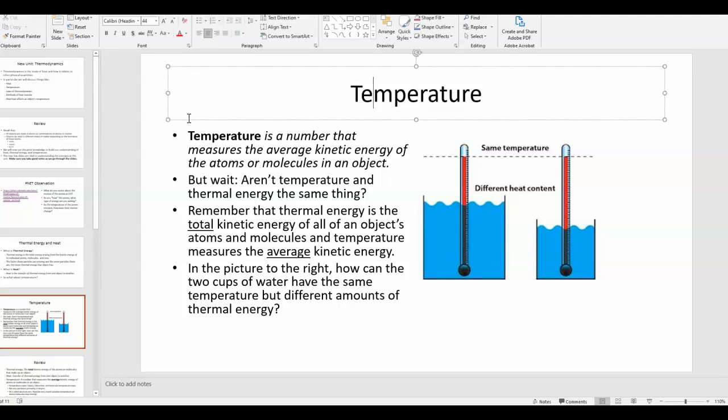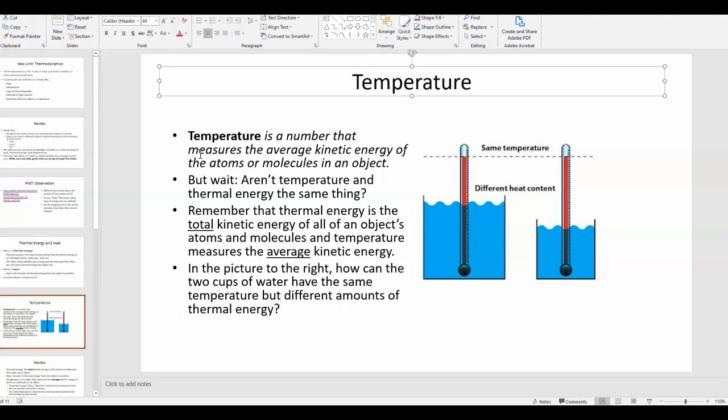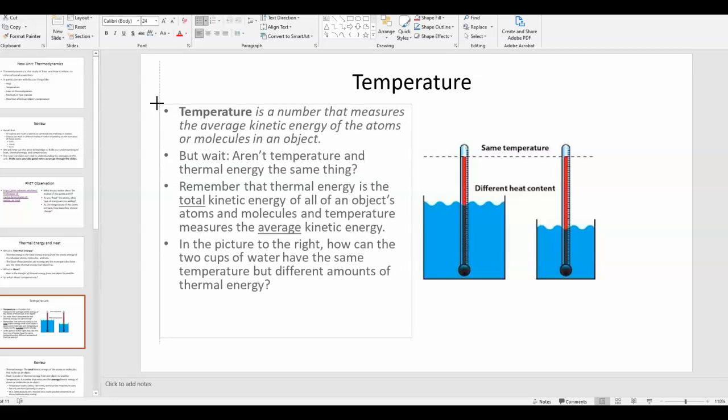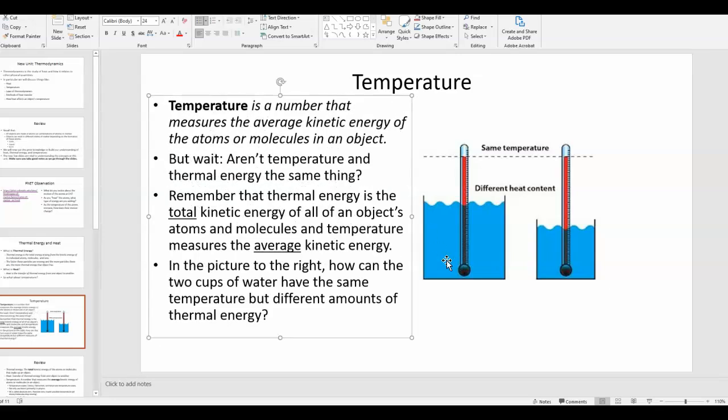Again, I would always recommend that you put vocabulary terms in your notes. So here's the definition of temperature. Temperature is a number that measures the average kinetic energy of the atoms or molecules of an object. Look at the keyword there. First of all, it doesn't say temperature is the average kinetic energy. It says it is a number that measures the average kinetic energy.